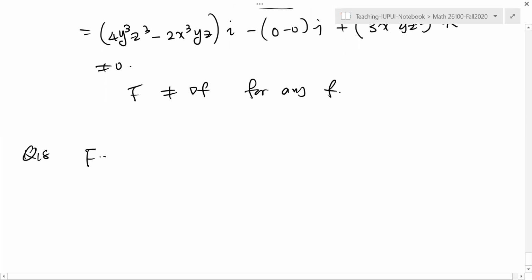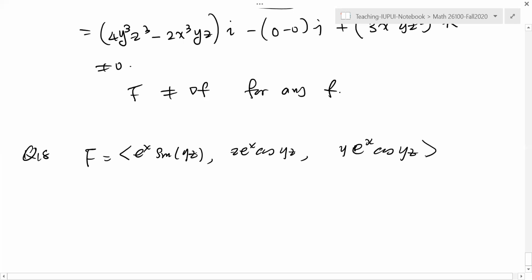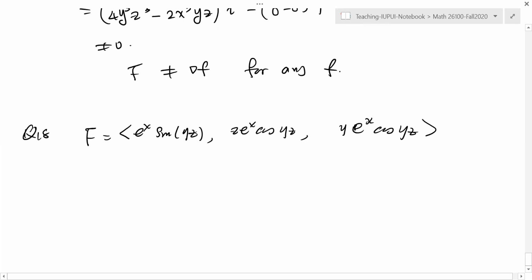So f is going to be e to the x sine yz, and z e to the x cosine yz, and y e to the x cosine yz. All the terms have yz in cosine or sine, right? So we are going to check the curl of this vector field. I think the gradient definitely is not going to be 0. So just take a look at the curl.